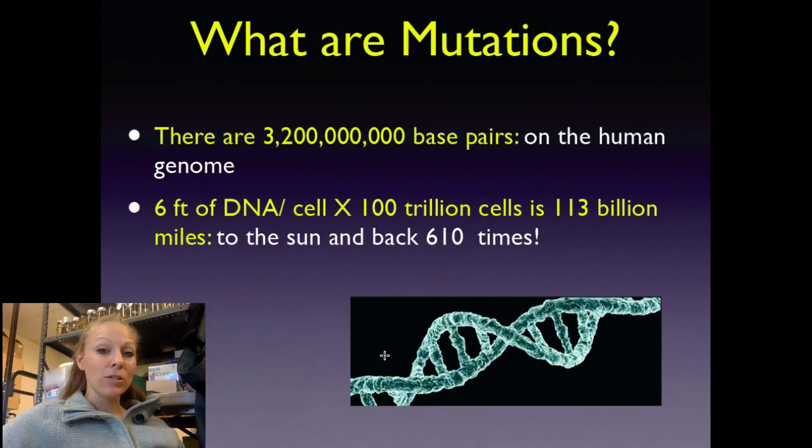In your DNA, this is pretty impressive. There are over 3 trillion base pairs on the human genome. There is 6 feet of DNA in each nucleus of each cell, and about 100 trillion cells in our bodies. That's 113 billion miles of DNA. That can bring us to the sun and back 610 times. You are amazing. Don't forget it. You're an amazing machine.